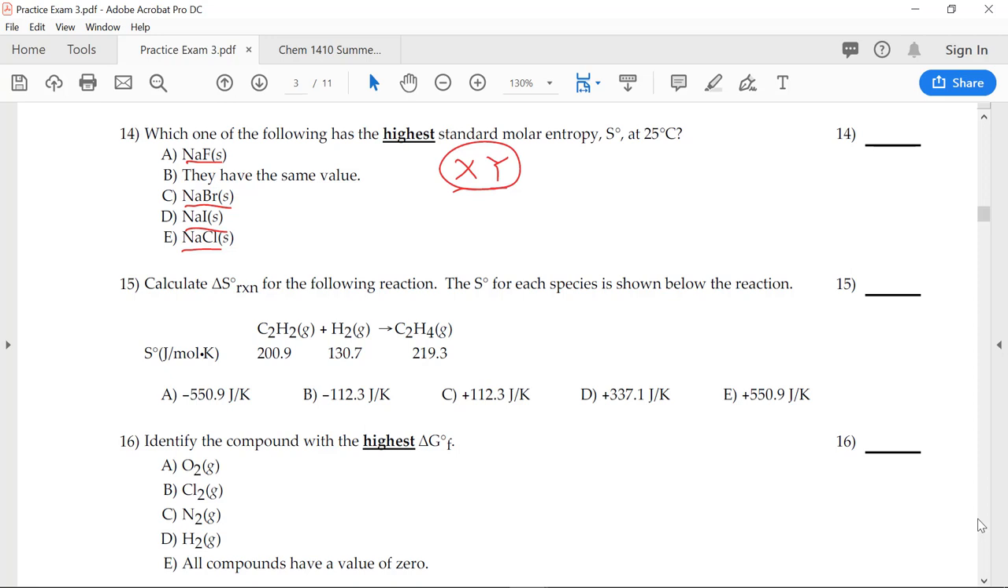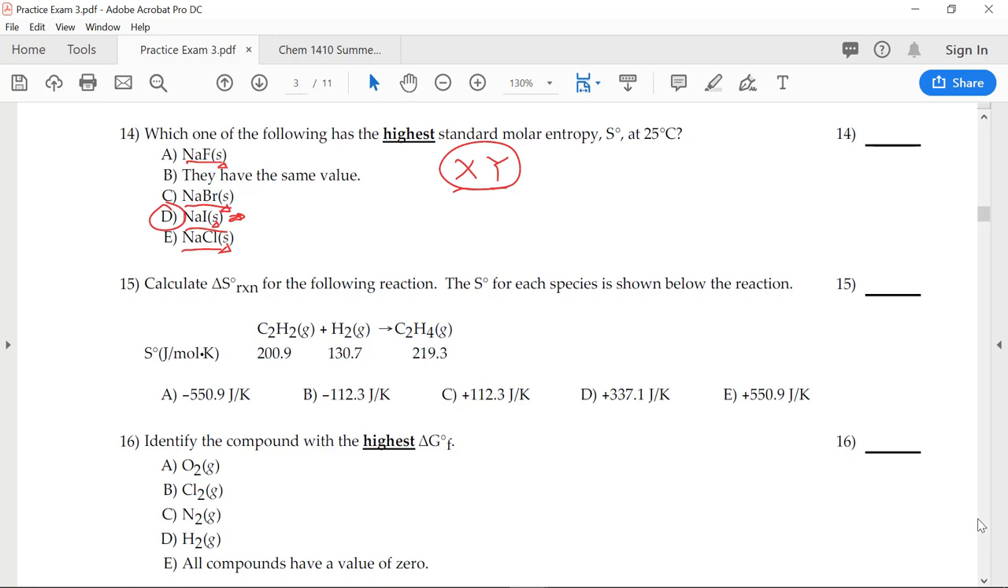So you will look at the molar mass because the molecular complexity is the same and they all exist in the same physical state. Which one has the highest standard molar entropy? You would expect the one that has the largest molar mass to be the correct answer. For this reason, for question number 14, the largest one is D because this one has the largest molar mass. Iodine is the largest and sodium is the same for all four answers. So that's why 14D is the correct answer. Now let's look at question number 15.